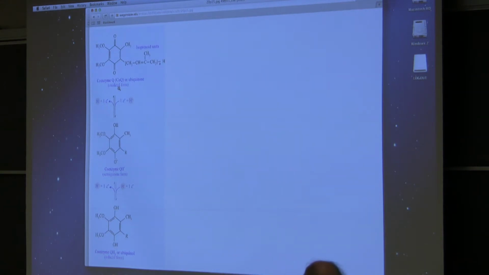The only reason I show you this figure is to show you that I wasn't lying, that coenzyme Q can handle either 1 electron at a time or 2. If you want, you can trace the electrons here. No, I won't expect you to do that. Okay.